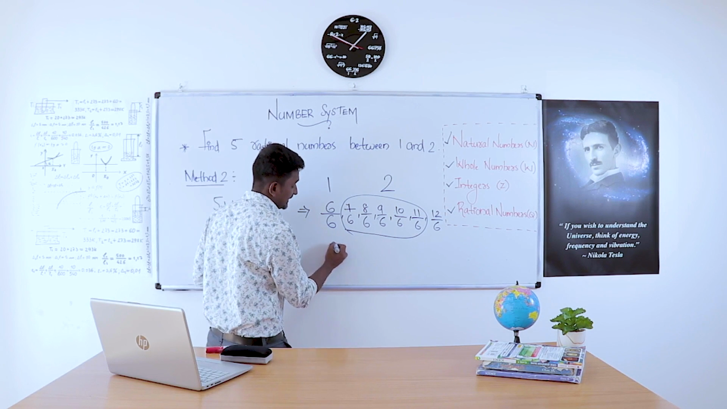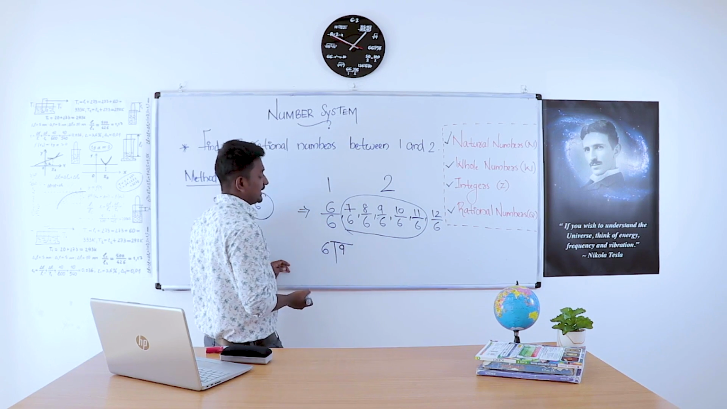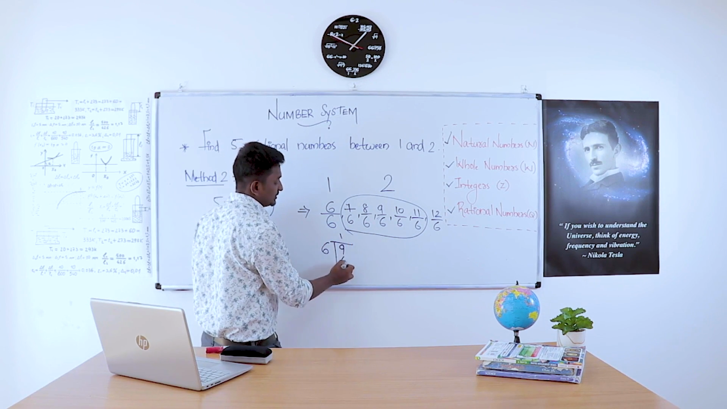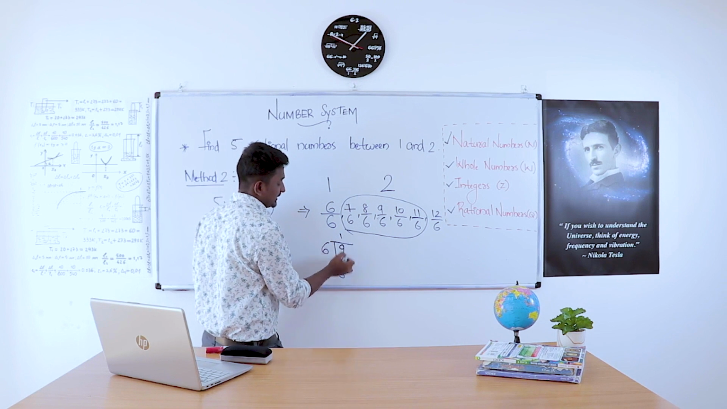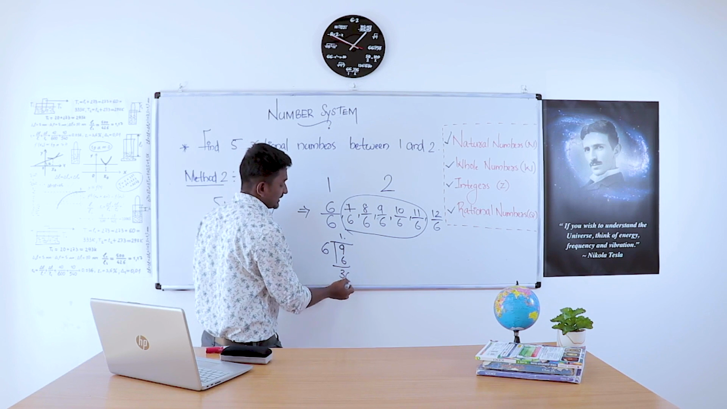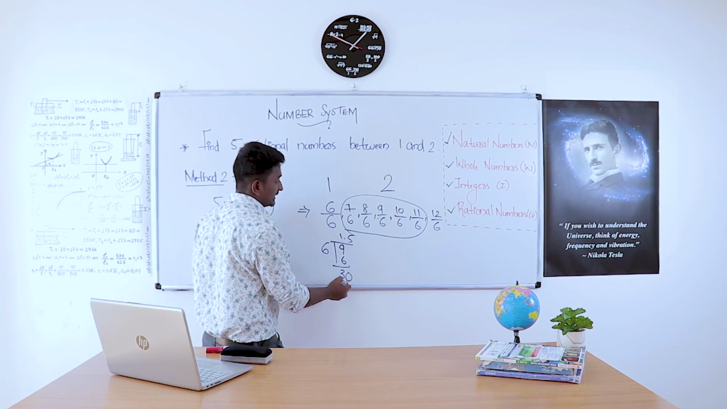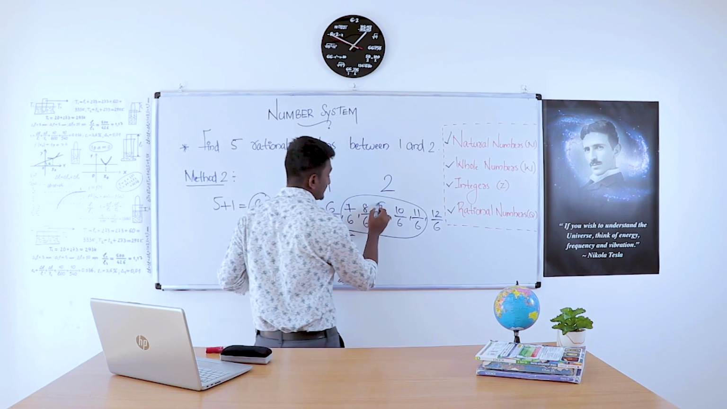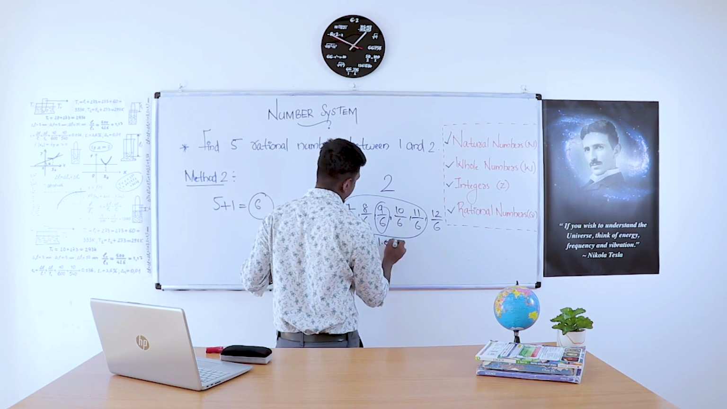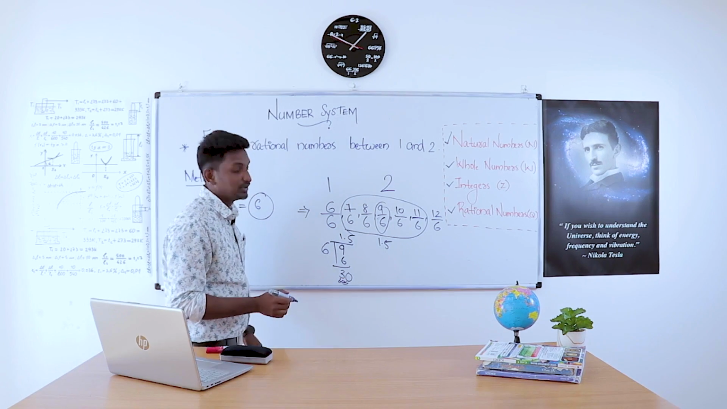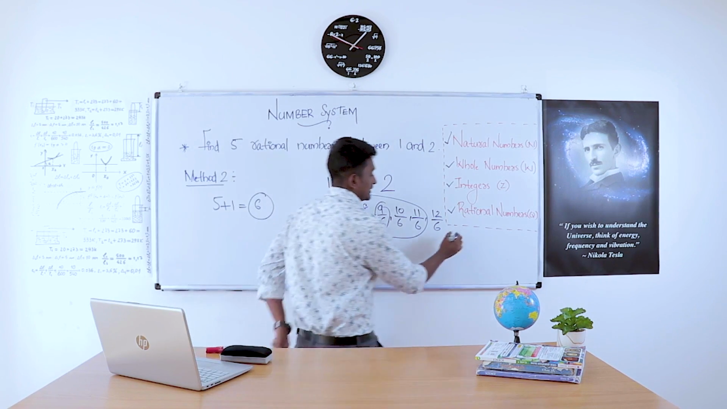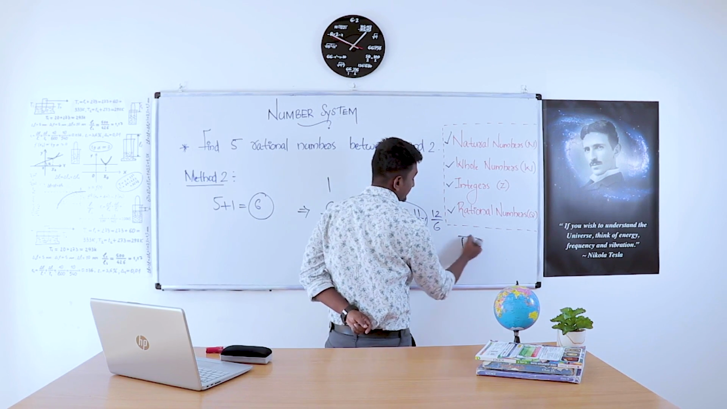I am dividing 9 divided by 6. 1 into 6, 6. Remainder 3. 3 divided by 6 is not possible. Putting a point, then it becomes 30. 5 into 6, 30. That is, 9 by 6 is 1.5, which is in between 1 and 2. No doubt.